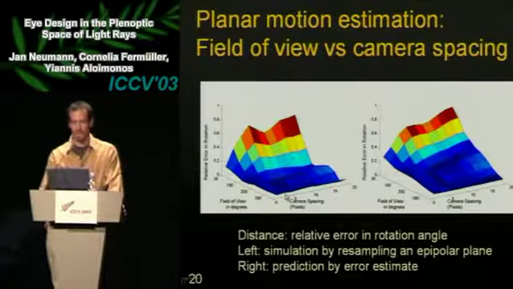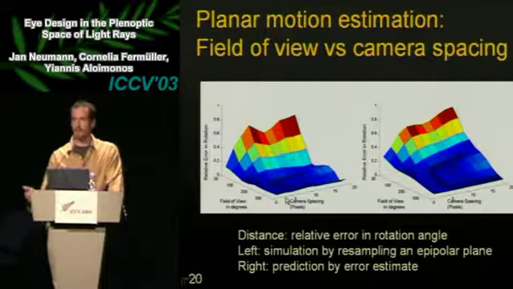And for planar motion estimation, as we saw before, we defined a hierarchy where we have on one axis the spacing of the viewpoints, and on the other hand we have the field of view. So in here for planar motion we estimate the relative error and the rotation angle, and on the left we have the simulation result by resampling the epipolar plane. And as expected, if we have a small field of view, the aliasing errors introduced by increasing this camera spacing have a fatal effect on the accuracy.